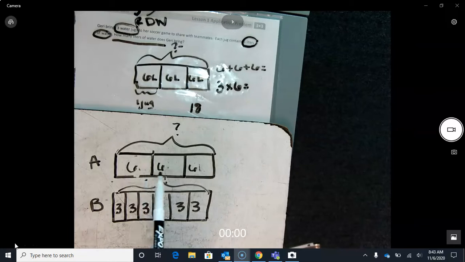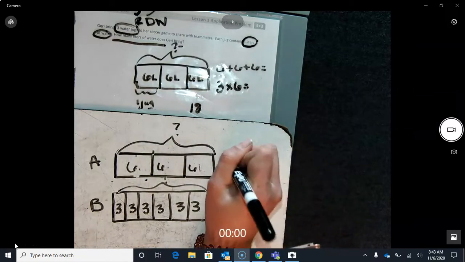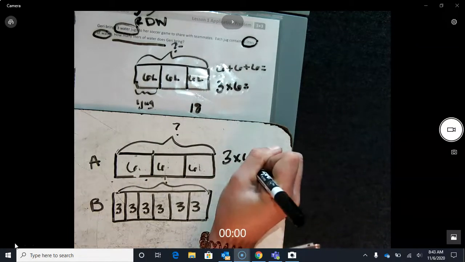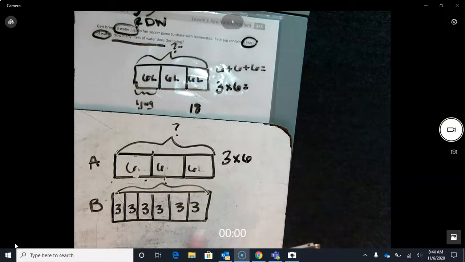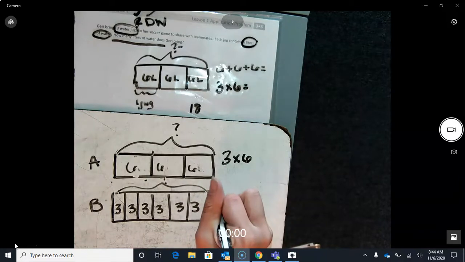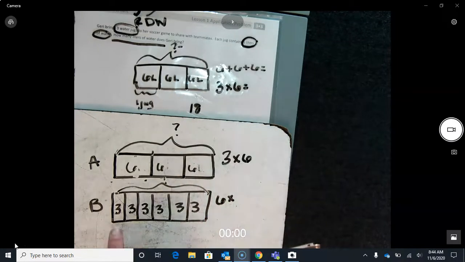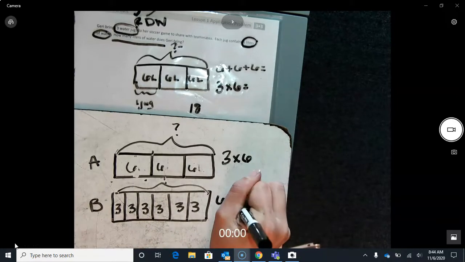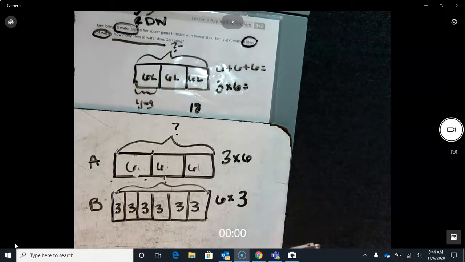So we said these 3 groups of 6 would be shown as 3 times 6. So how might I write a multiplication equation here? Okay, I have how many groups? I have 6 groups, and how many is in each group? Right, 3 is in each group. So take a look at our 2 multiplication equations. How are these similar?